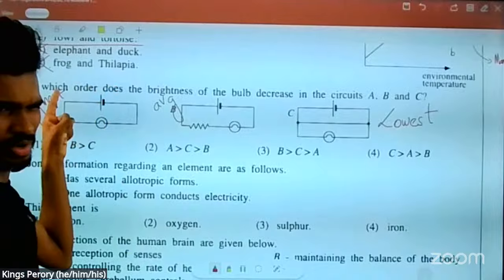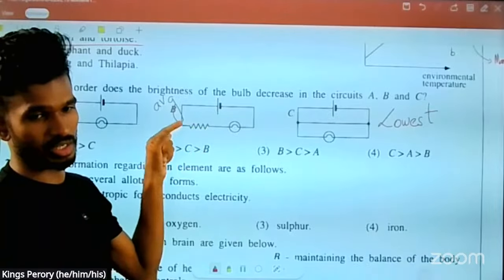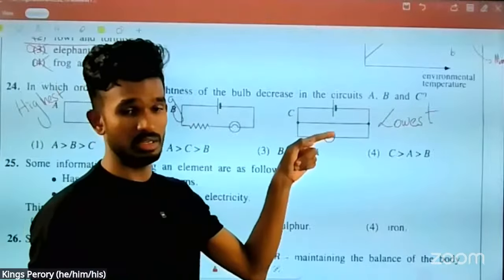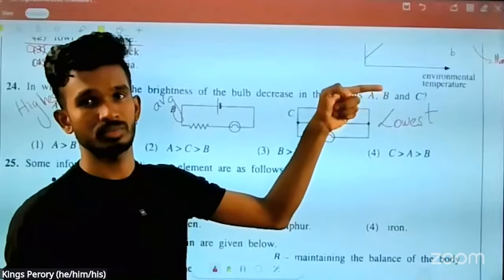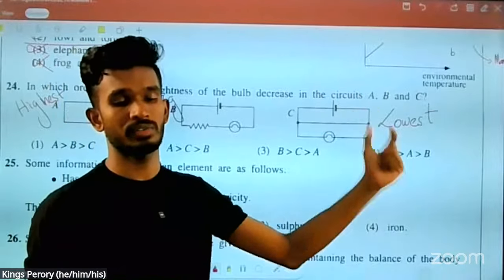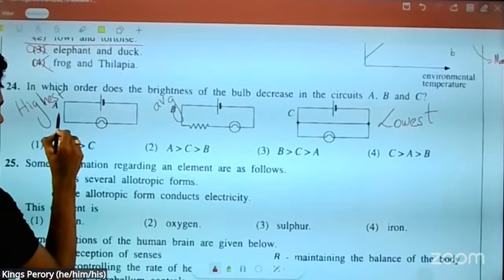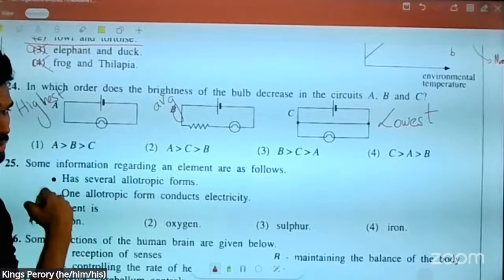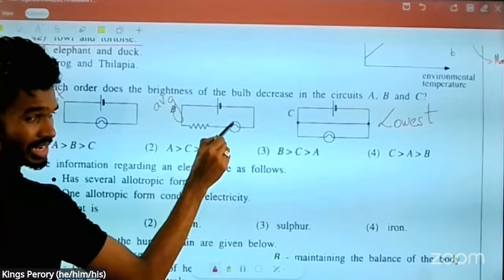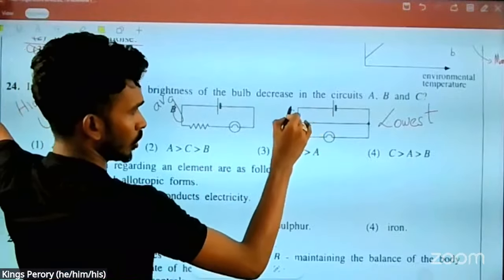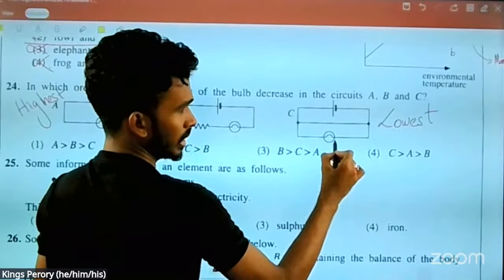Highest, why? No blockage, only the bulb is there. Here, a resistor is there, a small block. Here, we have created a separate path in which most of the current can go. So only a minute current will go through the bulb. So again look. Here, all the current will go through the bulb, highest brightness. Here, the resistor will reduce the current, a little less brightness. Here, almost all the current will go through the short circuited route. Very little current will go through the bulb, lowest brightness.